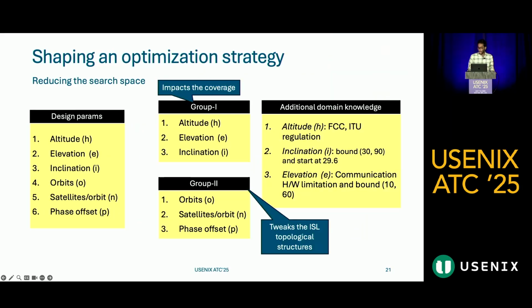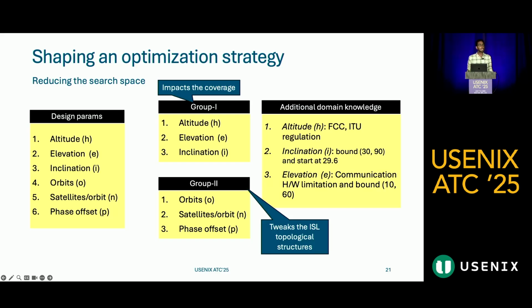Now we use that awareness of the performance characteristics to trim the search space. So first we classify those parameters into two groups. Group 1 impacts the coverage of the constellation, and group 2 does not impact the coverage of the constellation, rather tweaks the topological structure. Now in group 2, from the knowledge of performance characteristics, we could directly set those values. So the search space is reduced to group 1.